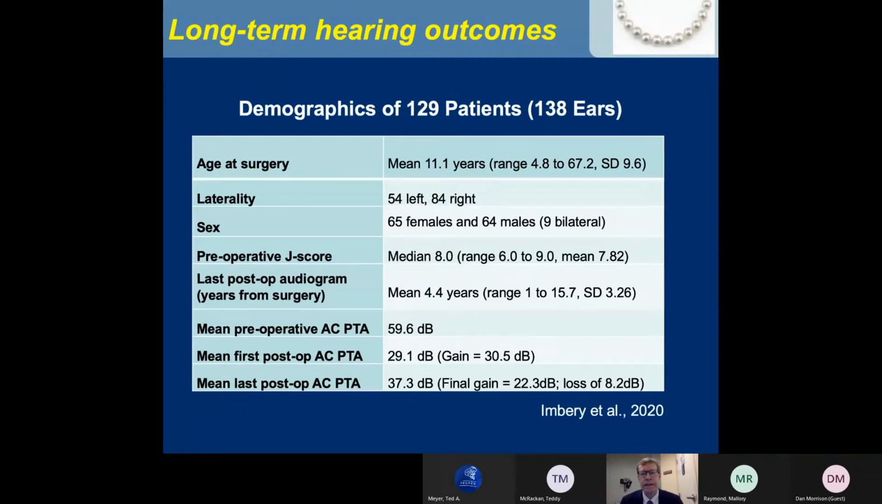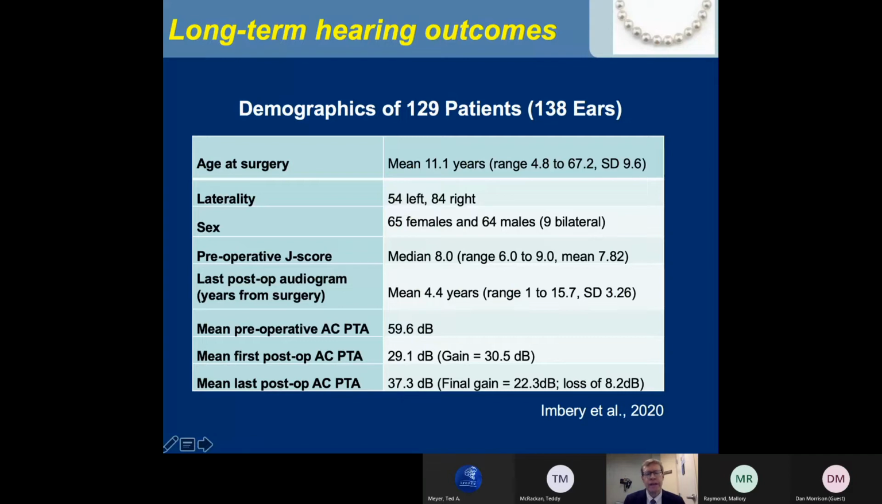What about long-term hearing outcomes? Our former fellow Ted Embry and I published a study a couple years ago looking at 138 ears greater than 1 year out. The mean was 11.1 years with a range of 4.8 to 6.67 months. So that's months, not years. 54 left, 84 right, 64 females and 64 males. The median Jahrsdoerfer score was 8 with a range of 6 to 9. The last postoperative audiogram was an average of 4.4 years after surgery.